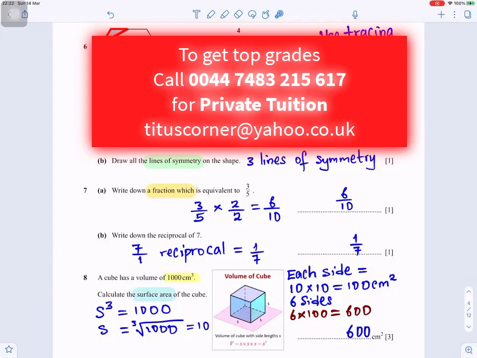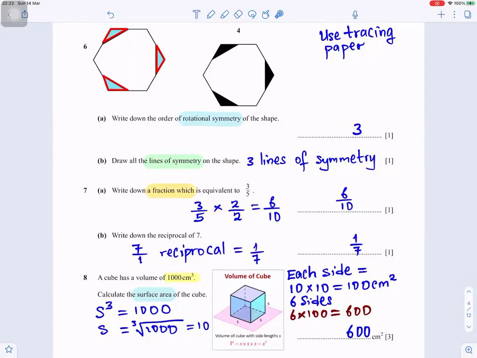Write down the reciprocal of 7. 7b. You write 7 is like 7 divided by 1. We don't normally write the 1 underneath, but 7 is like 7 over 1. Reciprocal means the bottom number goes to the top and the top number comes to the bottom. So it's 1 over 7.